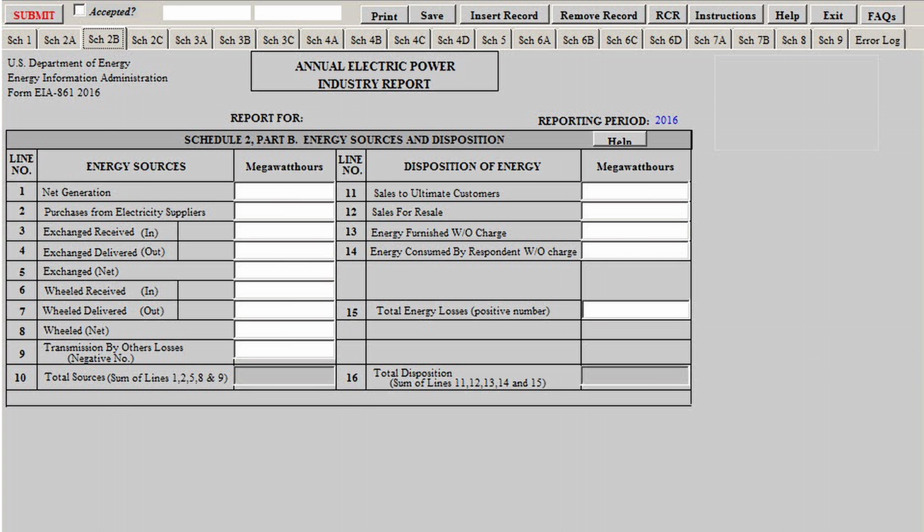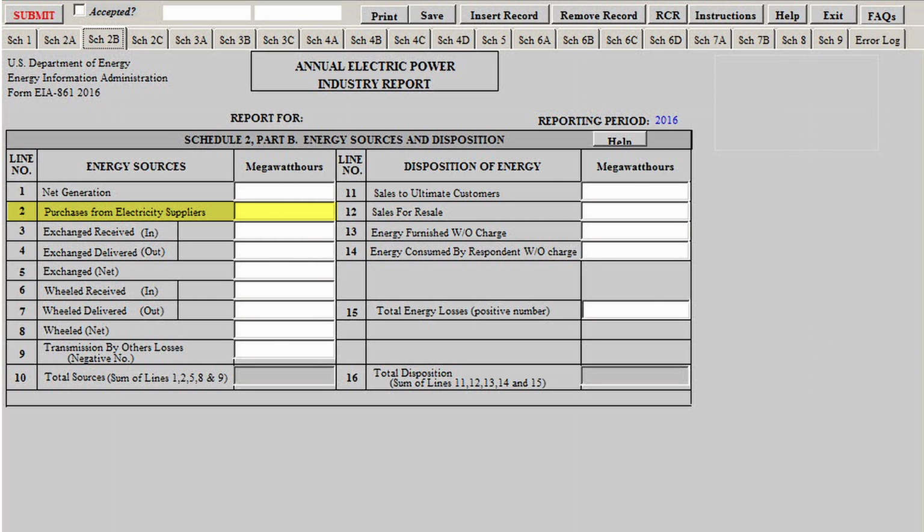Schedule 2 Part B collects annual megawatt hours for all sources and disposition of energy. This schedule provides information on where the electricity comes from and where it goes. For the sources of energy, line 1 should include the net generation from all utility-owned plants. This is the gross generation minus station use for respondent-owned plants.